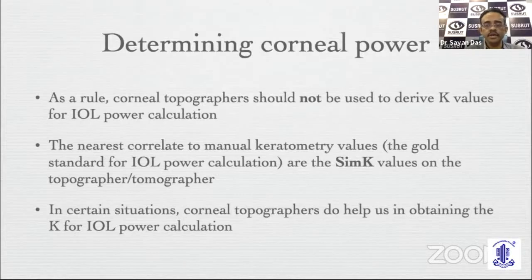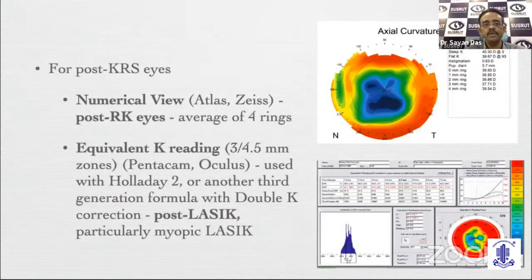Coming to determining corneal power for IOL power calculation, as a rule, corneal topographers should not be used to derive the K value for IOL power calculation. The nearest correlate to manual keratometry values, which are still considered to be the gold standard for IOL power calculation, are the SimK values on the topographer or the tomographer. However, in certain situations, corneal topographers do help us in obtaining the K value for IOL power calculation. One specific situation is following a keratorefractive surgery.